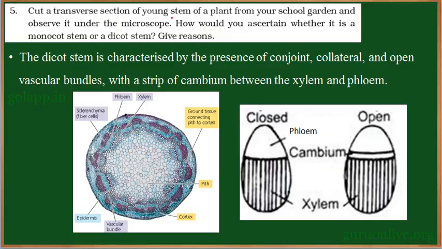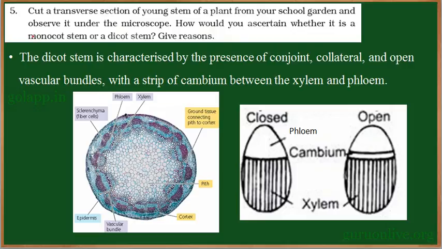Cut a transverse section of young stem of a plant from your school garden and observe it under the microscope. How would you ascertain whether it is a monocot stem or a dicot stem? Give reason. So when we observe the transverse section of a monocot stem or a dicot stem, we can differentiate and identify the stem.